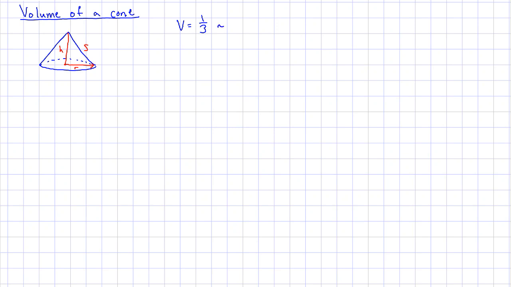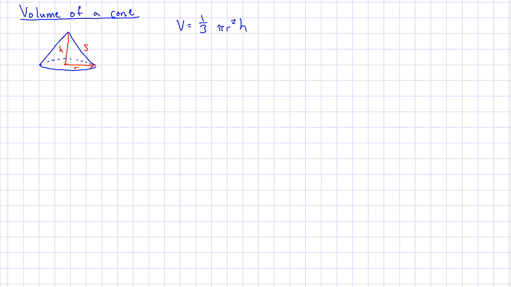But so the volume for a cone is 1/3 times pi r squared h. So pi r squared h, that is the volume of a cylinder. And this 1/3 is the volume of the cone. So if you can remember that relationship, then you can remember both formulas.